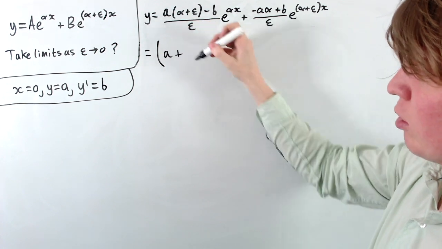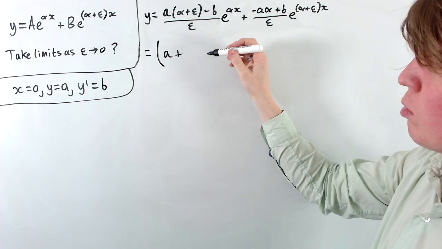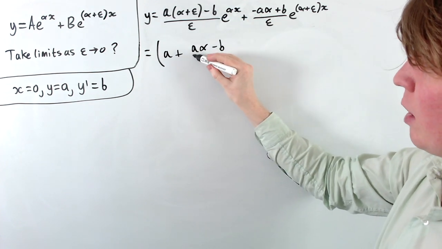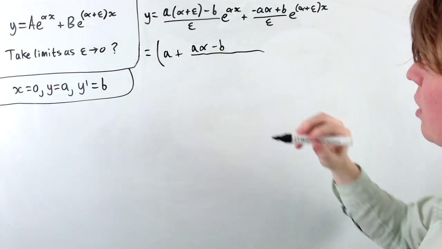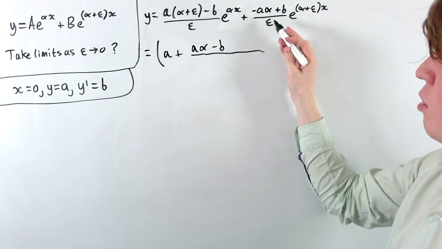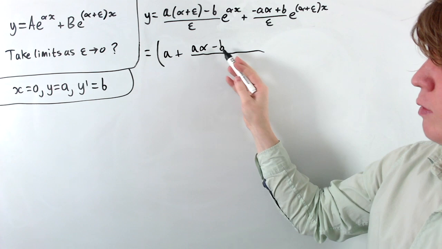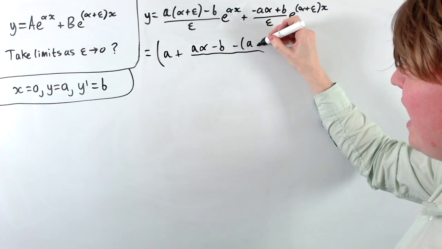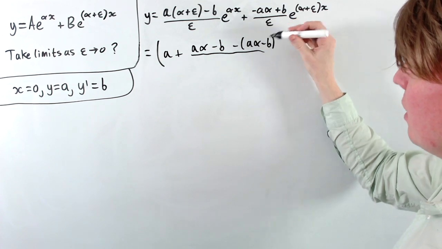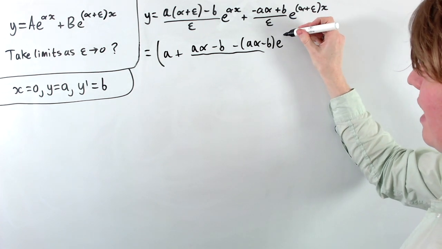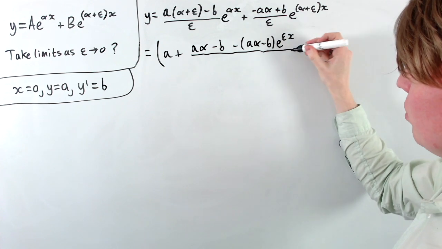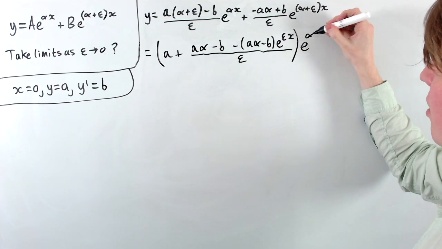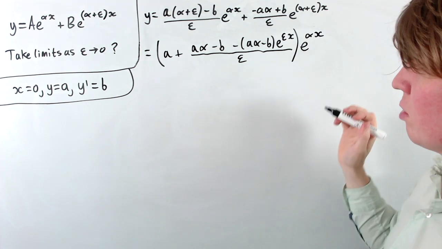So we just get an a on its own, and then from this first term we're also getting an a alpha and a minus b, all divided by epsilon, and then we're also going to get some more terms divided by epsilon here. So here we've also got this structure of a alpha minus b, but it's negative, so we can write this as minus a alpha minus b. Then this gets multiplied by e to the epsilon times x, and all of this gets divided by epsilon, and on the outside of the bracket we put our common factor e to the alpha x, just like that.